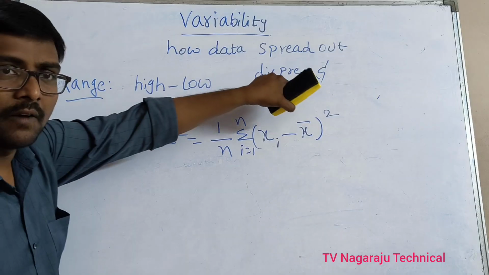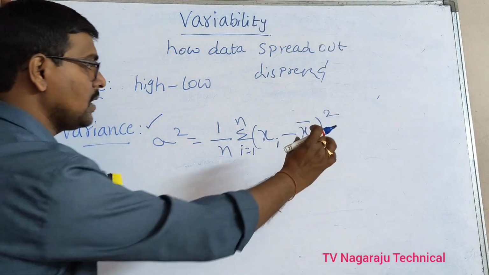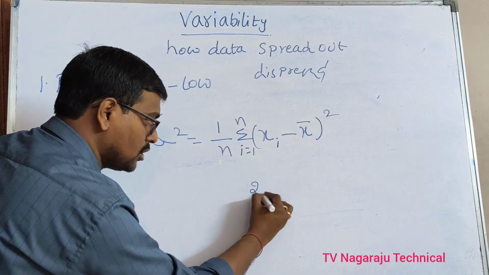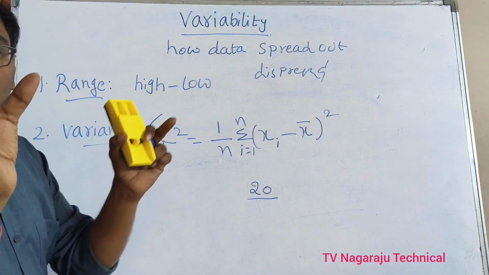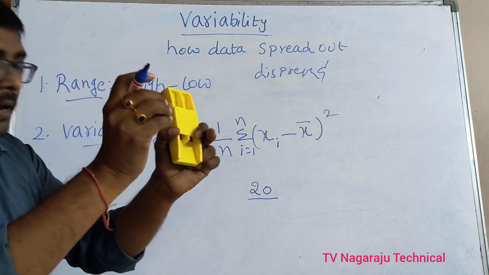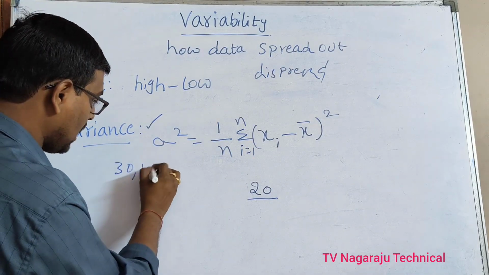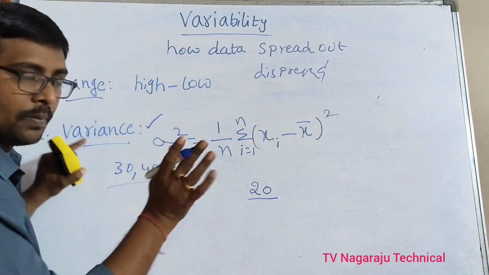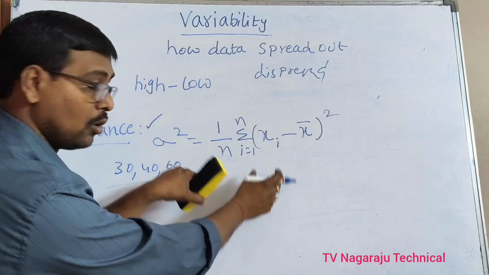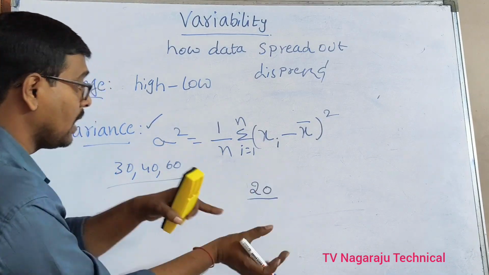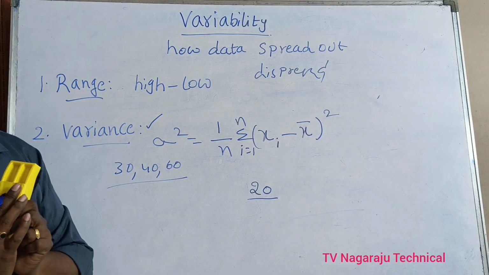If you have a set of elements, what is the procedure? First calculate the mean and subtract. For example, assume my mean is 20 for some set of elements. Simply, what you are doing is subtracting. Suppose the values are 30, 40, 60. So 30 minus 20 whole squared, 40 minus 20 whole squared, 60 minus 20 whole squared, and then take the average.